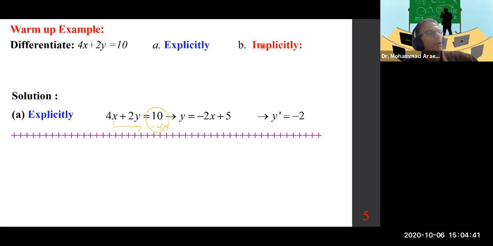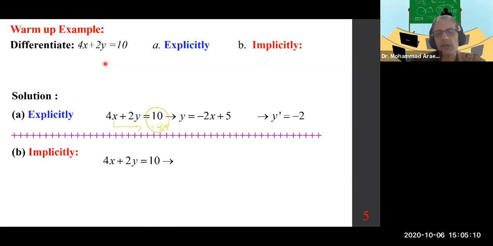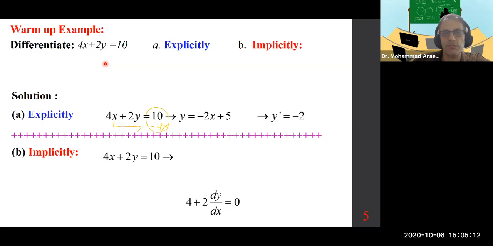The implicit methodology says when you are given the function, 4x plus 2y equals 10, we differentiate as it occurs. We don't change anything. 4x, everybody knows the derivative is 4. But what about 2y? Understand y is a function of x. So for 2y, the derivative is 2y prime, and 10, any constant, the result is 0.